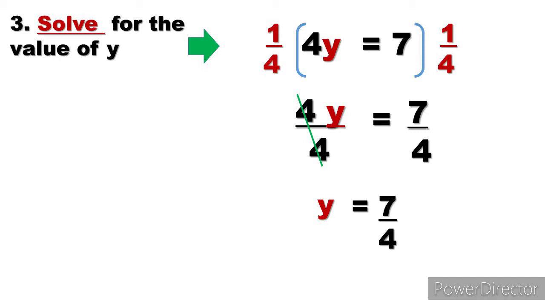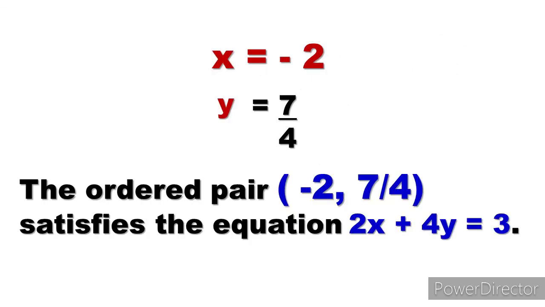Next, simplify 4y divided by 4. It is equal to y. So, makakancel na yung 4. Equals 7 over 4. So, again, ang value ng y is 7 over 4. Okay, if ang value ng x natin is negative 2, ang value ng y ay 7 over 4. So, ang ordered pair natin is negative 2 and 7 over 4. So, ang ordered pair na negative 2 and 7 over 4 satisfies the equation 2x plus 4y equals 3. So, that is how to find ordered pairs that satisfy the given equation.